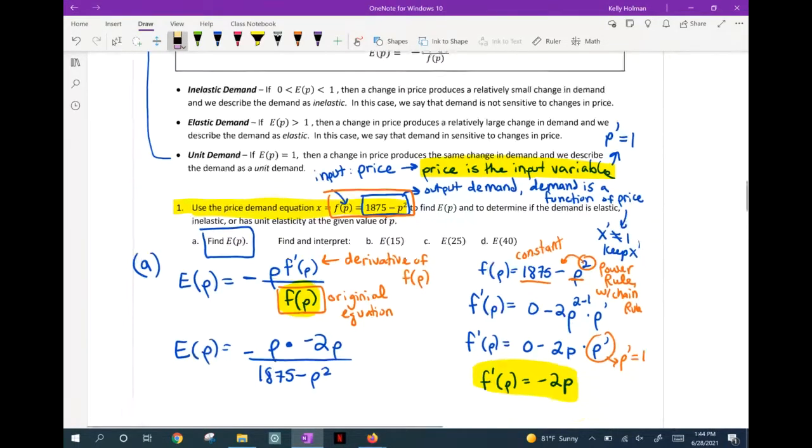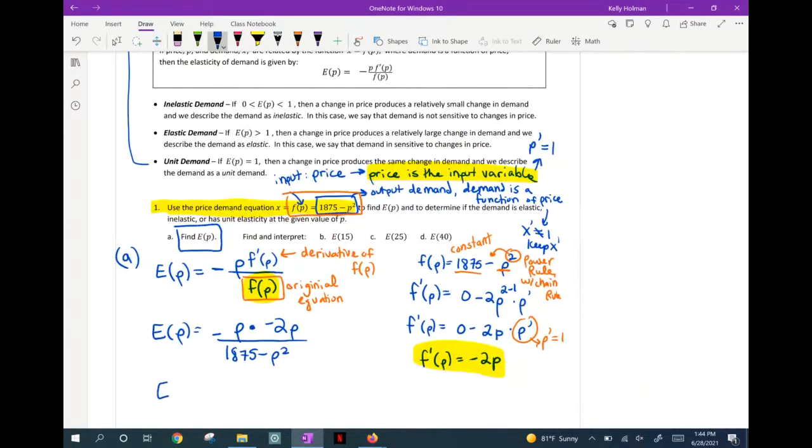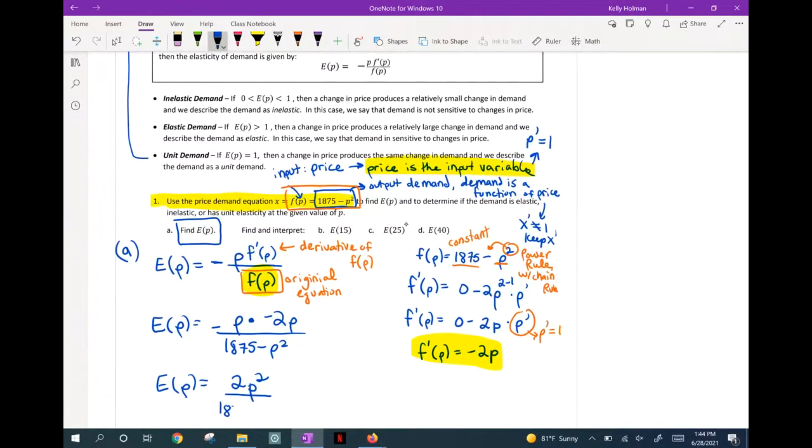Okay, we can clean that up and simplify that. So a negative times a negative will give me a positive numerator. So that's just going to be 2p squared. And then in the denominator, I'm left with this rule. And there's nothing I can do to simplify that.